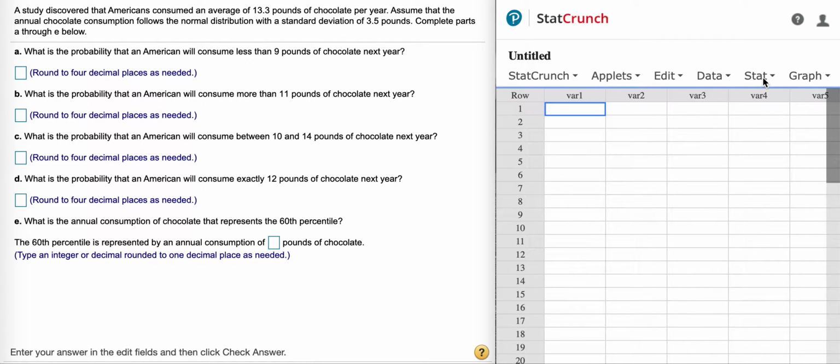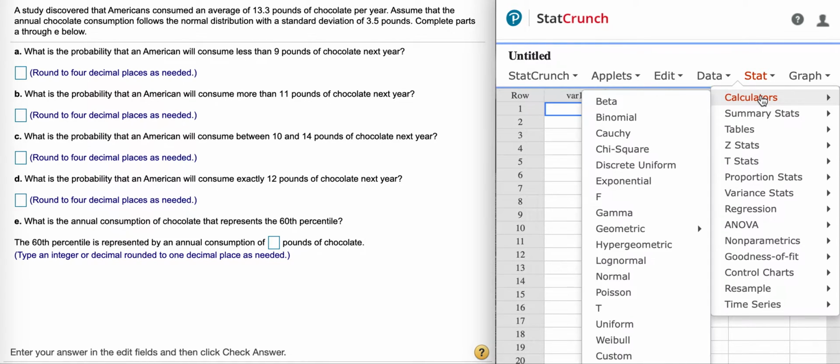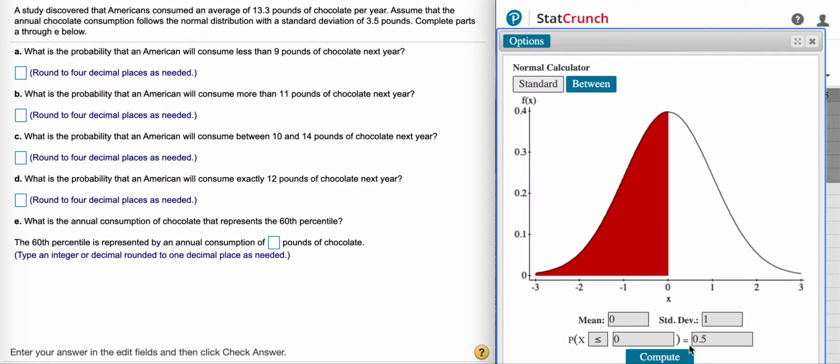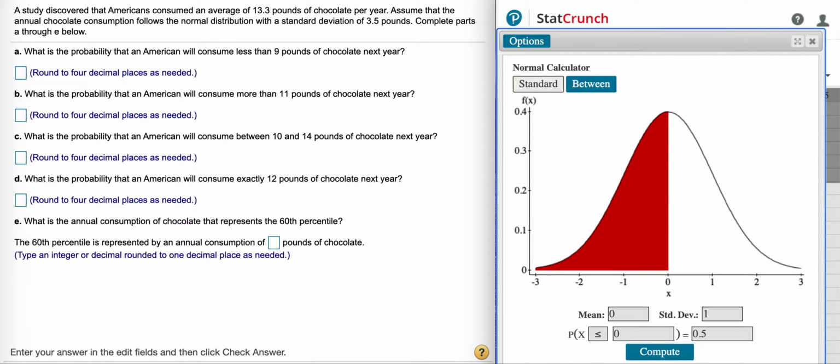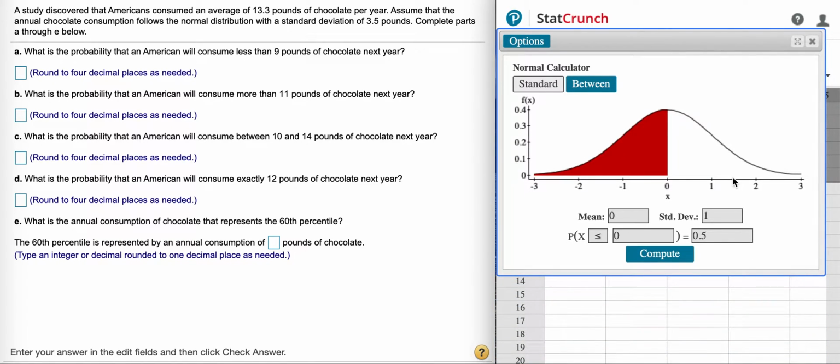So let's bring up in StatCrunch our normal calculator. So I'll hit Stat, Calculators, and select Normal. And so I'm going to resize this a little bit. So here, the first probability is the probability of consuming less than 9 pounds of chocolate per year. So less than 9.